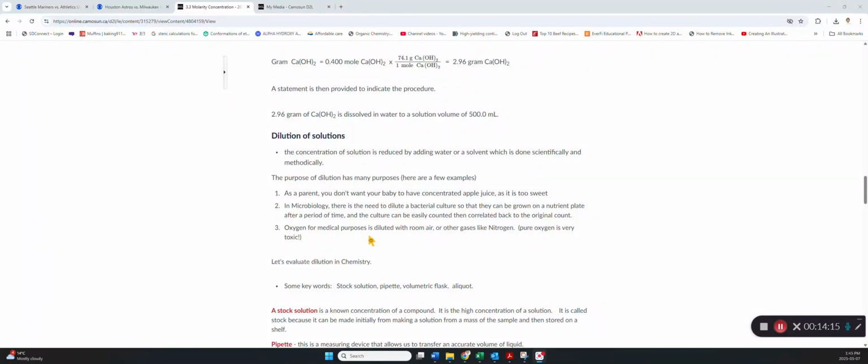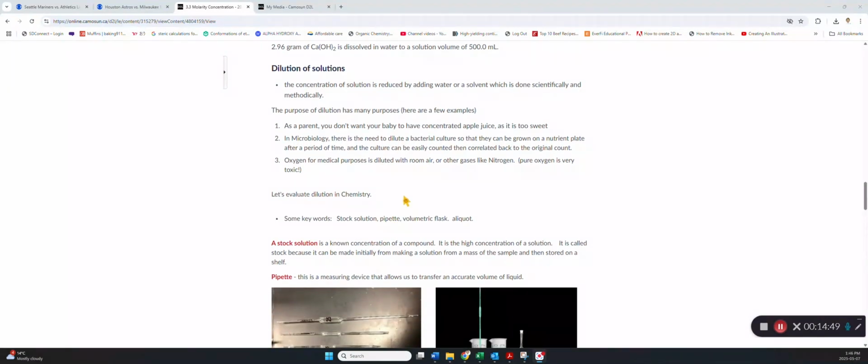In microbiology, we need to take a bacteria sample and count the number of bacterial colonies. We don't want to do it concentrated. We want to do it more dilute, like a dilution factor of 20,000 to 30,000, maybe 100,000. And then we could grow the culture and count the number of bacteria. Let's do this in chemistry.